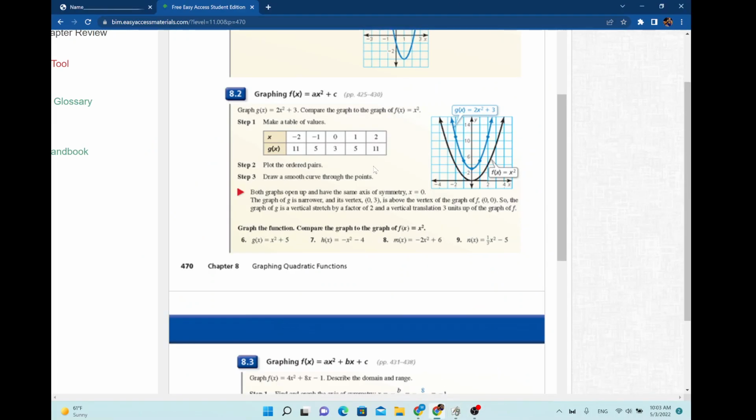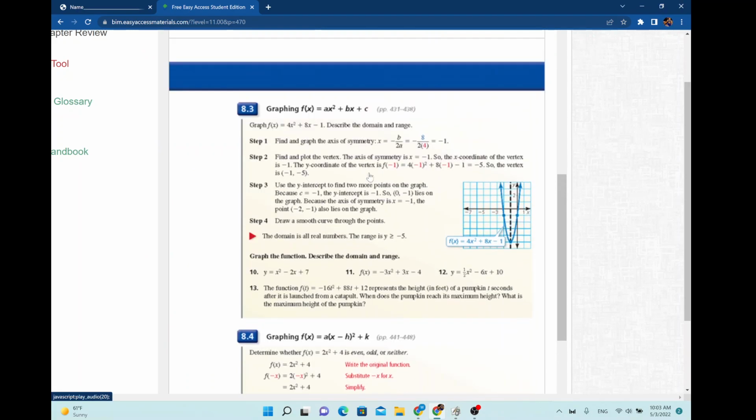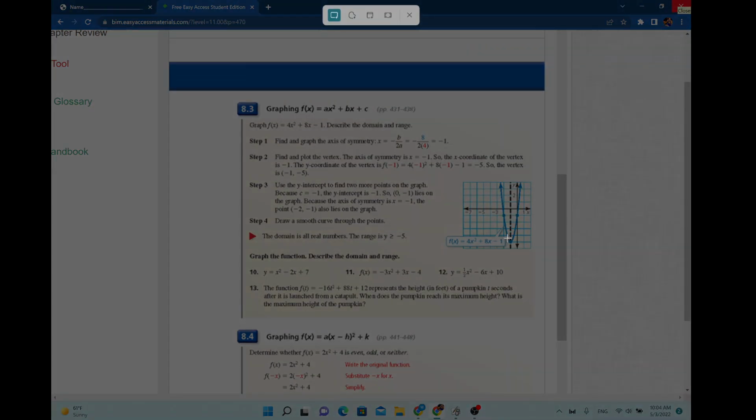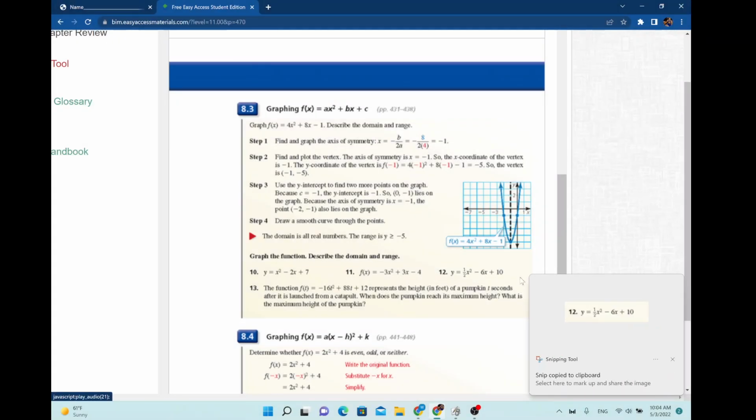Okay, so now let's see what else we have for the next sections. The next section is just going back to the standard form of a quadratic function. With the standard form, we can set up the vertex, or we can complete the square to find out the vertex. Okay, so check out number 12.